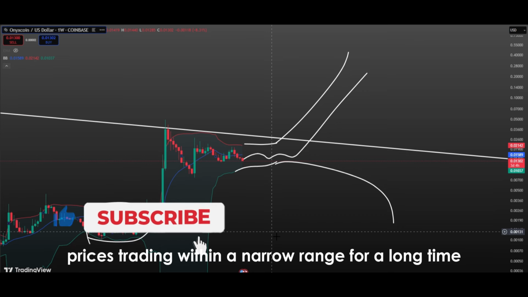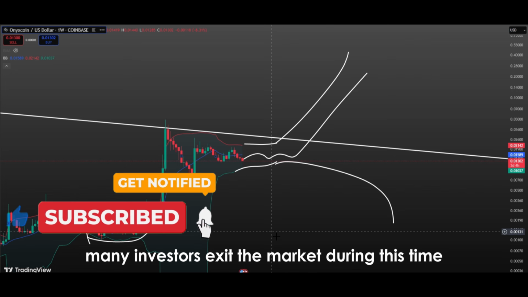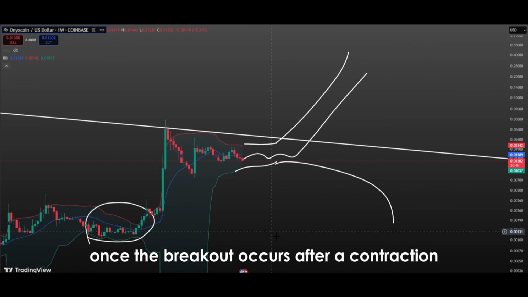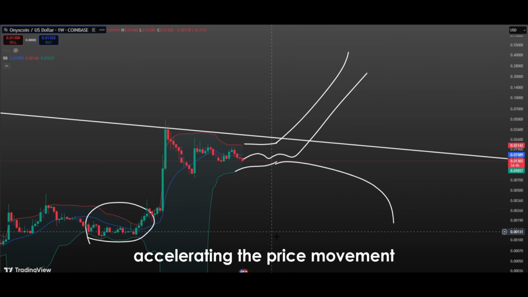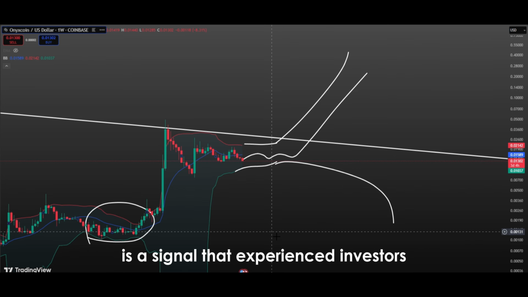A Bollinger Band contraction also signals an important turning point in market psychology. Prices trading within a narrow range for a long time test investors' patience. Many investors exit the market during this time and interest declines. However, real opportunities often arise when interest is at its lowest. Once the breakout occurs after a contraction, investors who had left the market try to return, accelerating the price movement. This is why a major contraction in the Bollinger Band is a signal that experienced investors follow very closely.